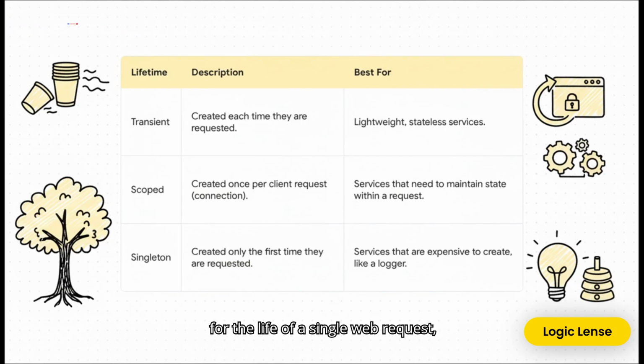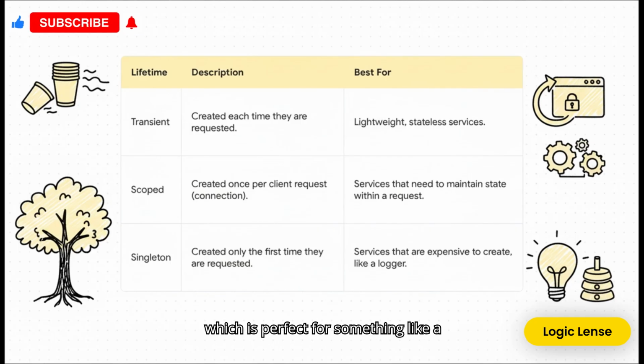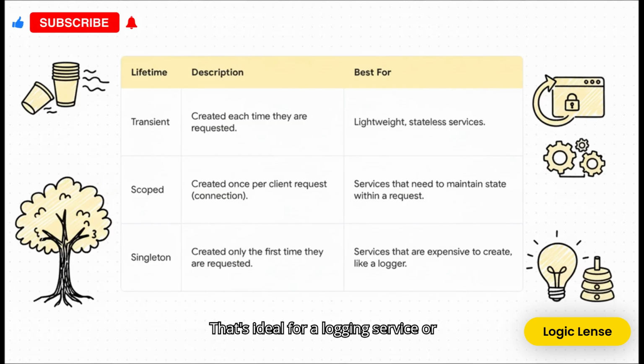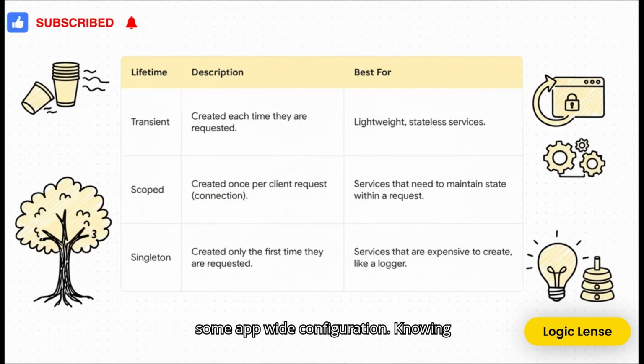Scoped services live for the life of a single web request, which is perfect for something like a database context. And singleton services, well, they're in it for the long haul, created just once and shared by everyone. That's ideal for a logging service or some app-wide configuration. Knowing which one to use and when is a huge sign of an experienced developer.